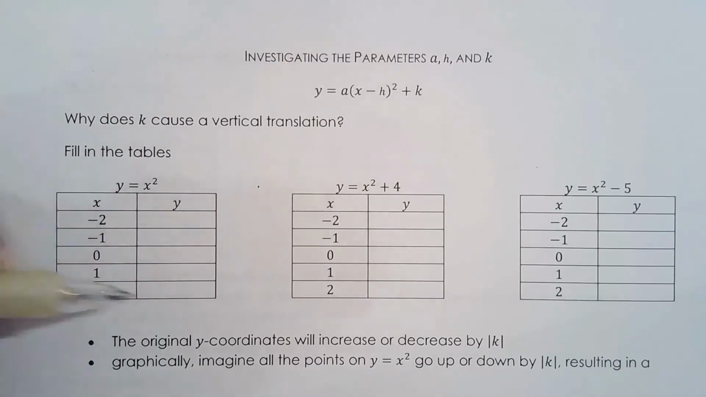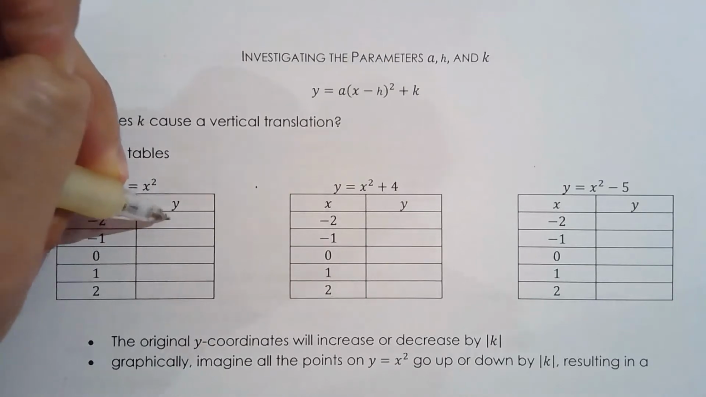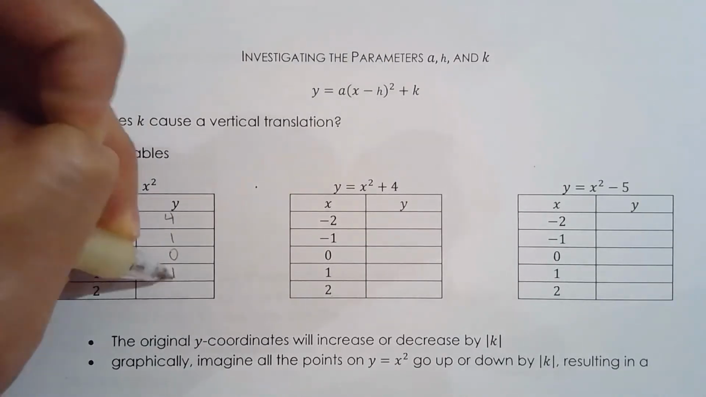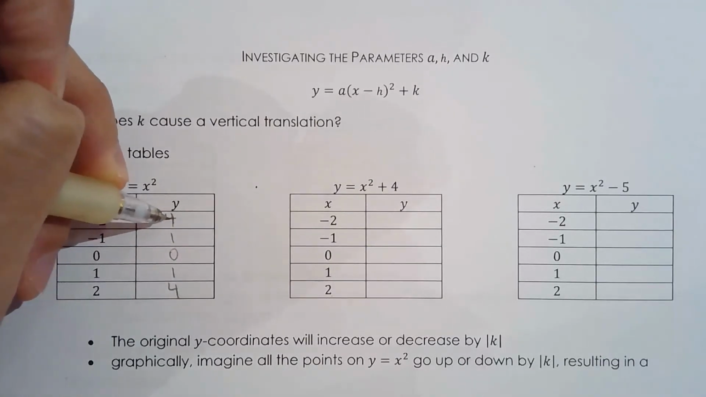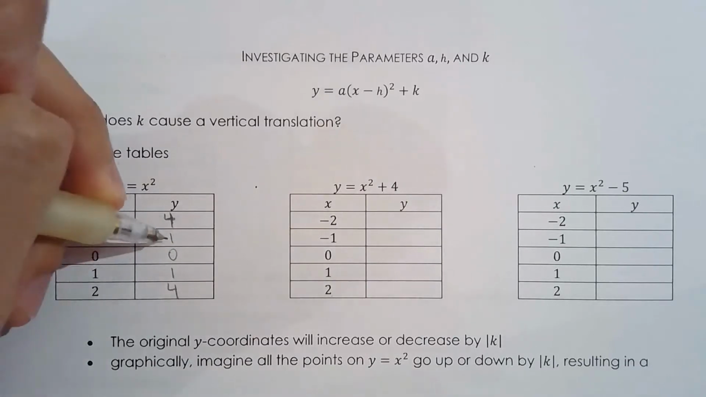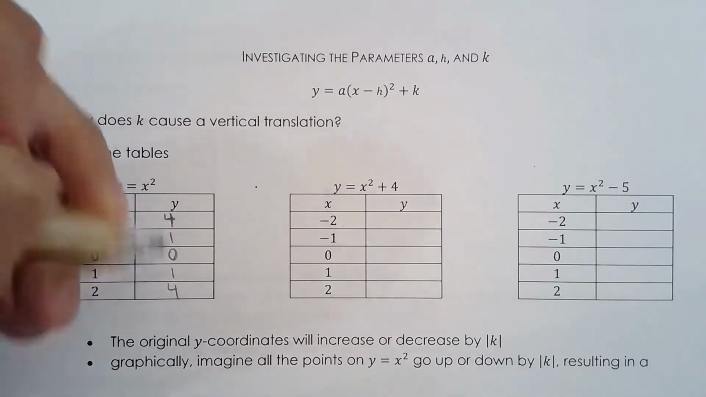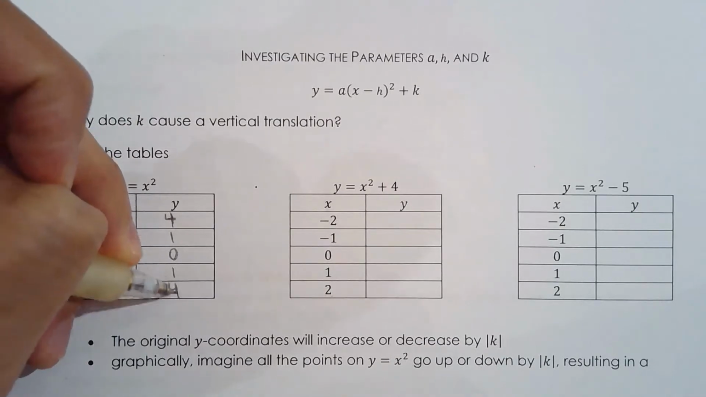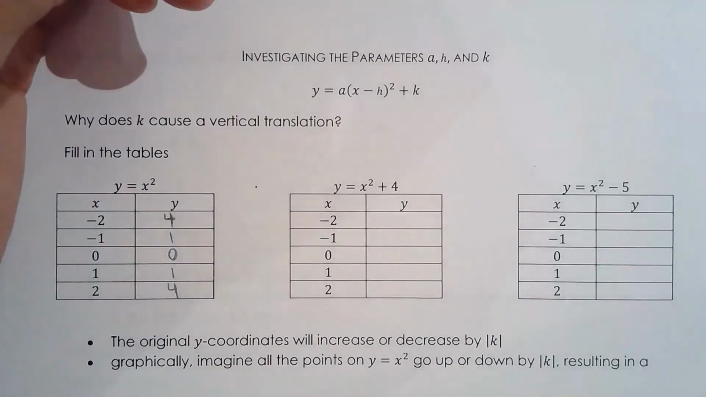So we always start off with a parabola y equals x squared, our original. So it's going to be 4, 1, 0, 1, 4. It's a good idea to memorize these 5 numbers because we're going to see them quite often. And it's pretty easy to remember these numbers because not only are they perfect squares, but there's a pattern here and there's a symmetry. So pretty easy to remember these 5 numbers.